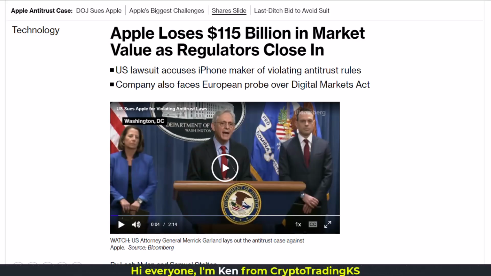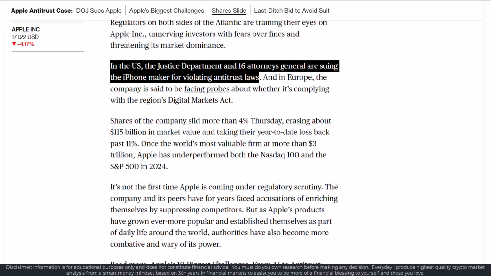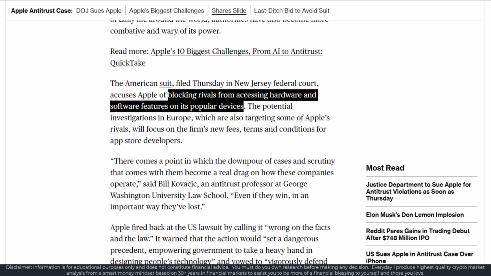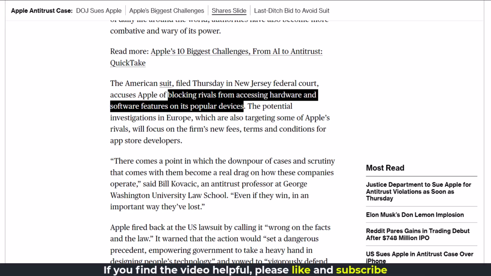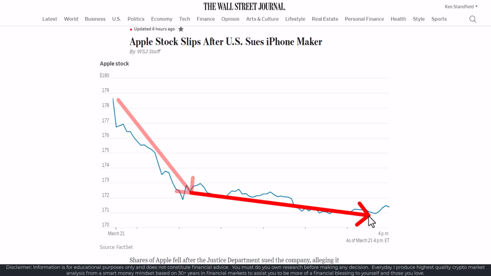In market news today, Apple loses $115 billion in market cap as the regulators close in. Apple is also facing issues in a European probe over adherence to the Digital Markets Act. In the US, the Justice Department and 16 attorneys general are suing the iPhone maker for violating antitrust laws. Apple is being accused of blocking rivals from accessing hardware and software features on its popular devices. This has caused Apple's stock price to slip.